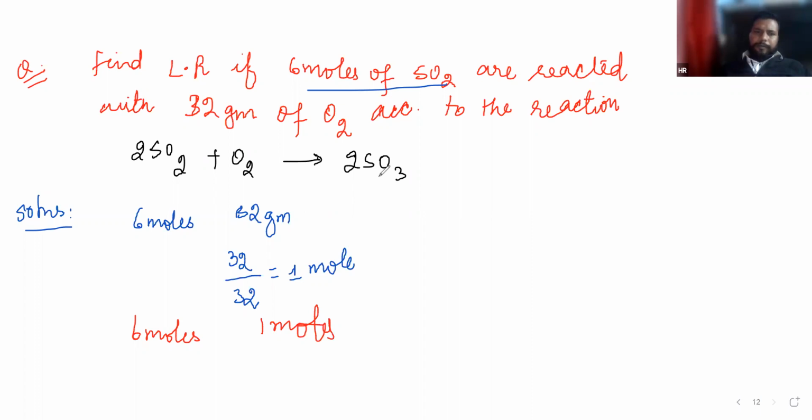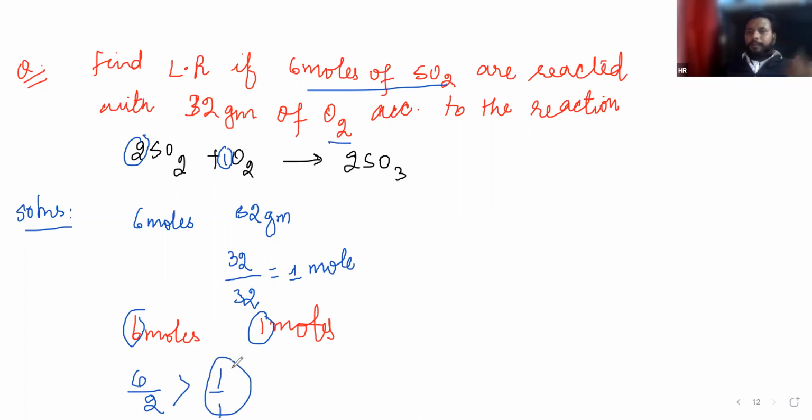Sir, O2 is 16, right? O2 molar mass is 16? How can you say that? 16 into 2, sir. 16 into 2, no? When we take the ratio, 6 by 2, 6 upon the stoichiometric coefficient of SO2, and now 1 upon the stoichiometric coefficient of O2, which is 1. Then you can see this one is smaller, so O2 is the LR.